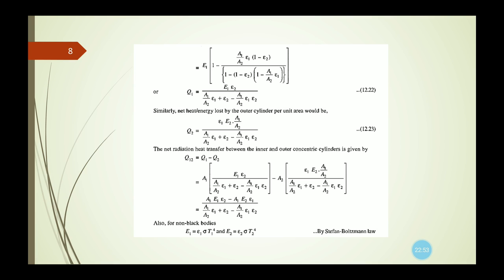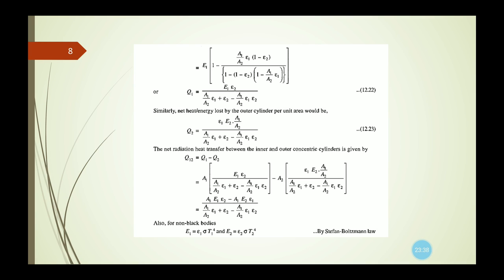Now we have calculated the heat lost by the inner and outer cylinder respectively per unit area as Q1 and Q2. So now if we want to find the net radiation heat transfer between the inner and outer concentric cylinder, in that case Q12 will be Q1 minus Q2. So now from equation number 12.22 and 12.23, if we put the representation of Q1 and Q2 in this equation, after some steps we will get the final term of Q12 in this way.